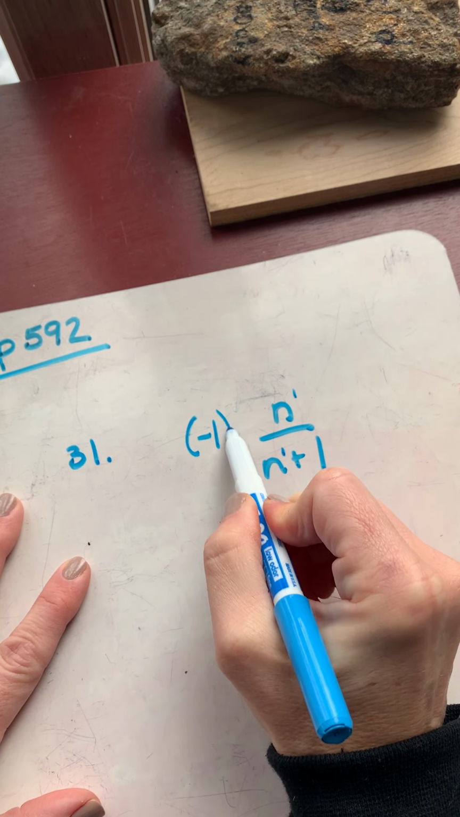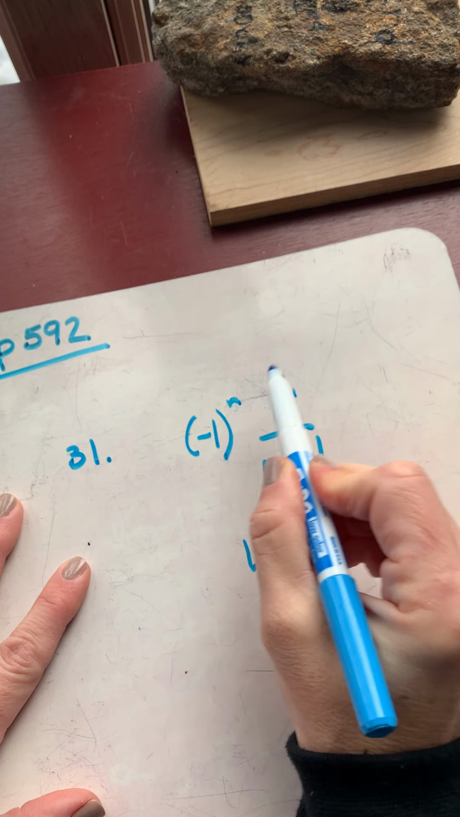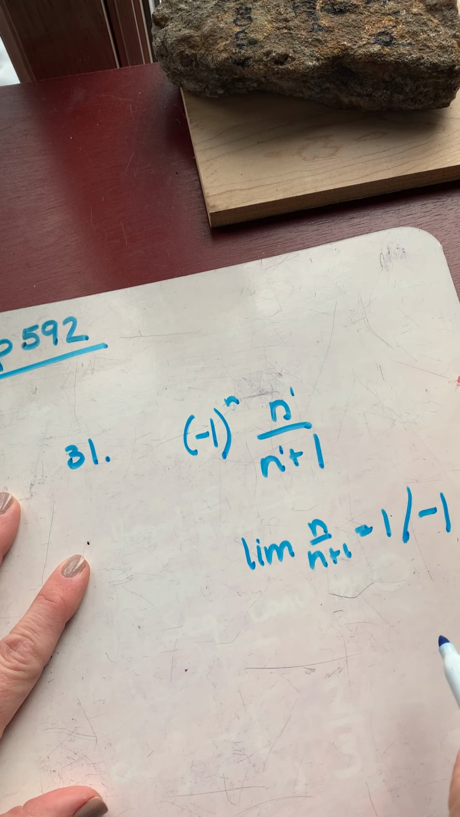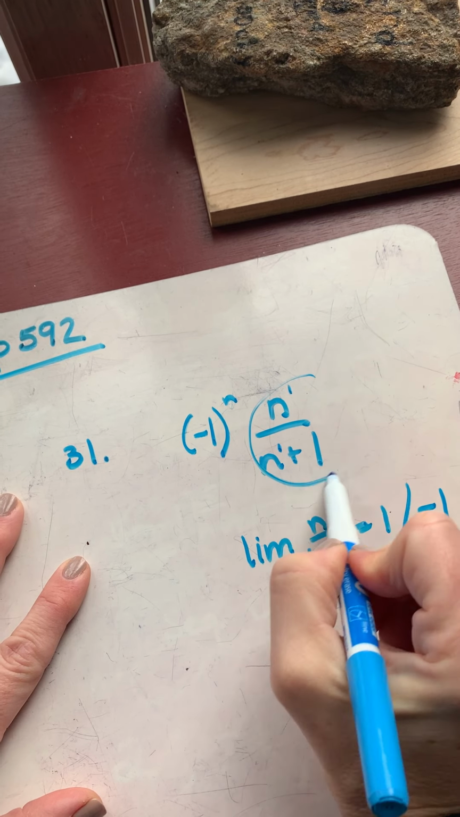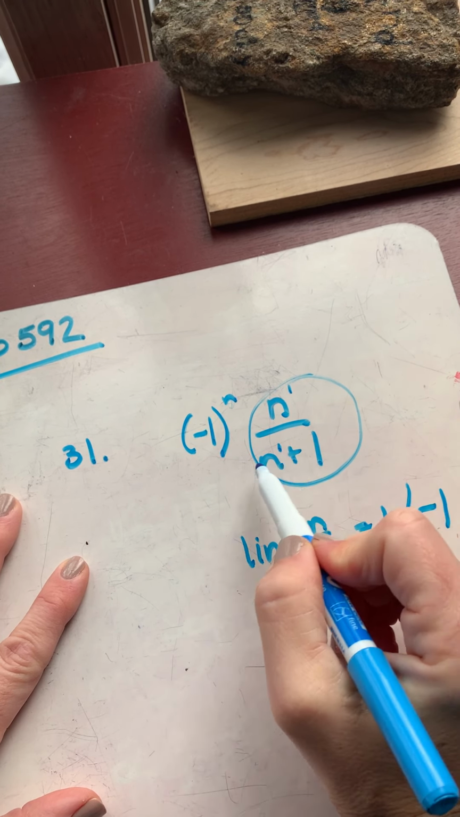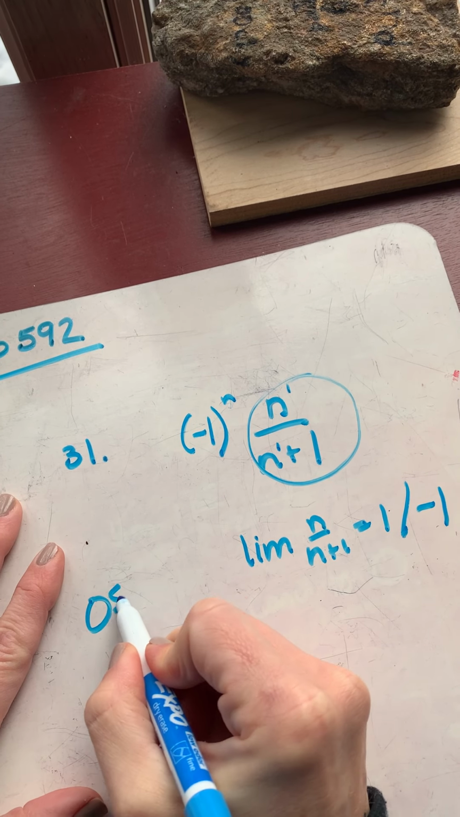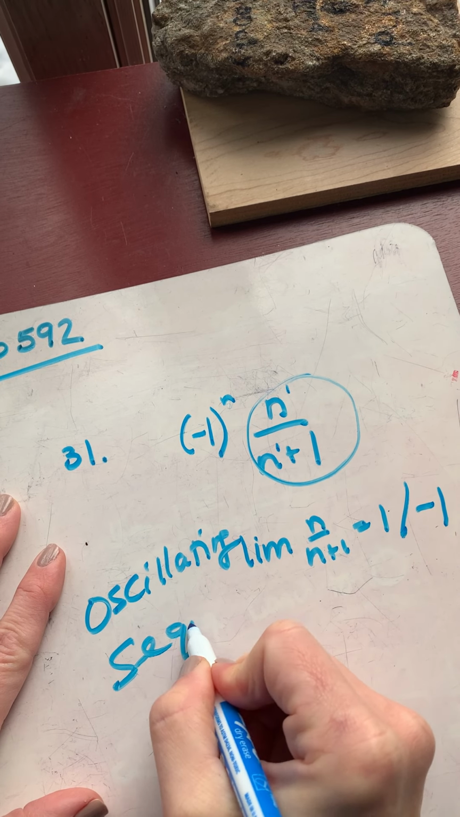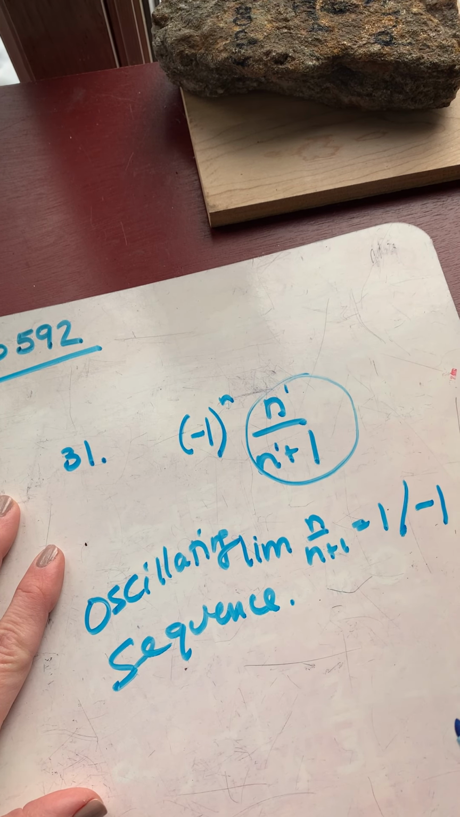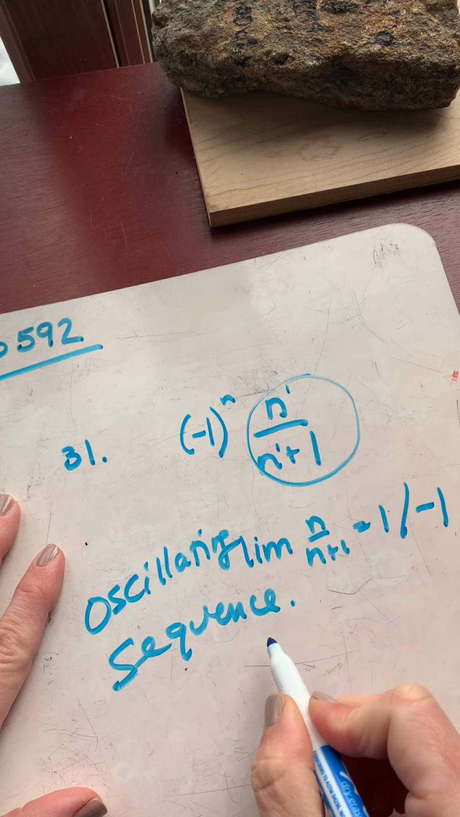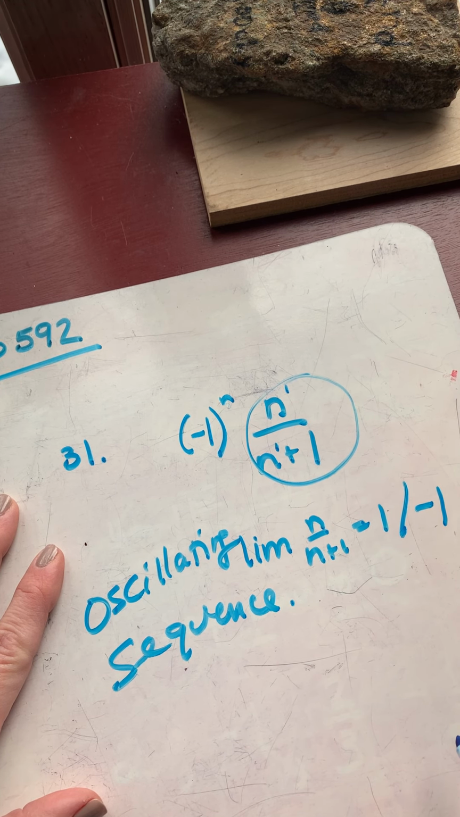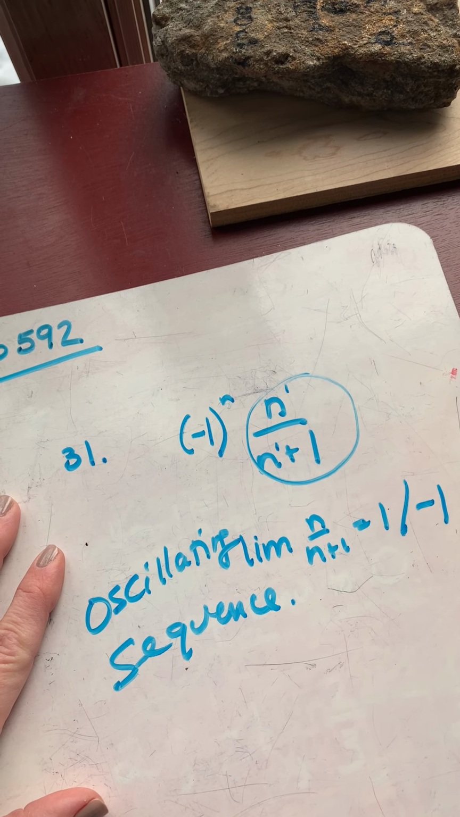But this alternator screws things up. And the reason for that is the limit becomes 1 or -1, basically. Like I have a limit that of this thing would just be 1, but once I put the other sign in, it's -1. This becomes an oscillating sequence. Try plugging in some numbers and see what happens. I should get a positive and then a negative and a positive and then a negative. And I just keep going back and forth between getting closer to 1 on the top and -1 on the bottom.